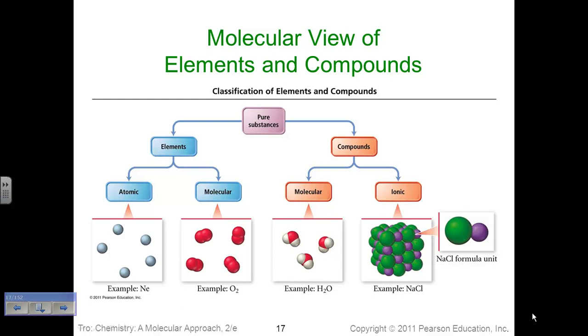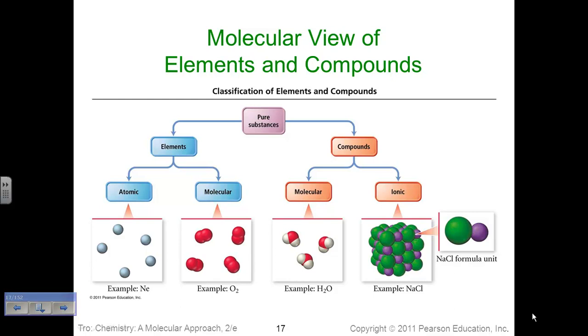We begin examining our slide of the molecular view of elements and compounds. We understand in the classification of matter, matter can either be pure or a mixture, and this slide is emphasizing that pure substances are either elements or compounds. Elements, of course, can be atomic, as in this example of a single atom of neon. Notice just one atom in the blue section there, where they can be molecular in terms of oxygen, O2.